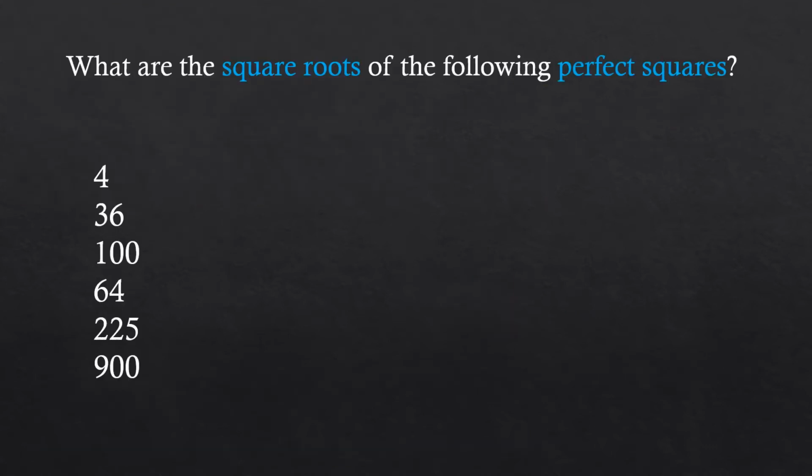Let us do this. What are the square roots of the following perfect squares? So we have here the given perfect squares. We have to get the square roots. So this is in plural form. Therefore, we have to give the positive and negative square root. For example, we have 4. We know that 4 is from 2 squared. Therefore, the square roots are positive and negative 2.